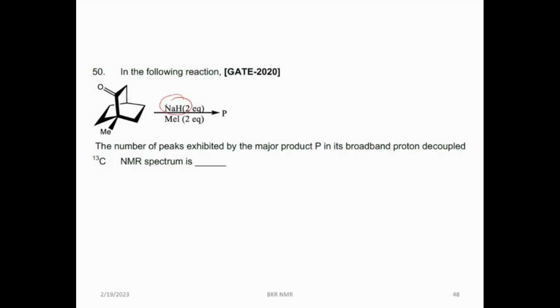What is the role of this particular reagent? Strong base. Very good. It's a base, sodium hydride. What does a base do? Proton abstraction. Where will it abstract the proton? Where is there a chance to abstract in this place?